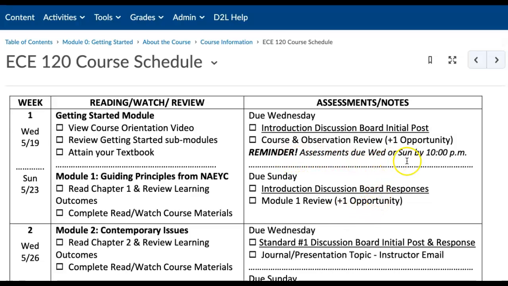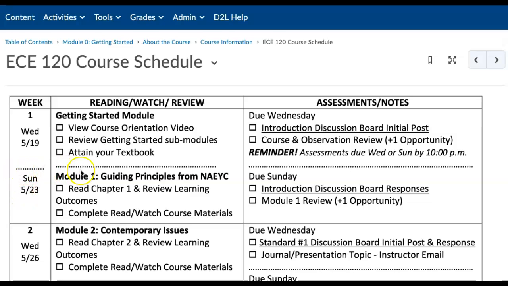A reminder here again that all assessments are due Wednesday or Sunday by 10 p.m. And again, part of the course information is the Education Department expectations and policies, including the late policies. So if you have not watched that document, you can start to see that the Getting Started submodule information is going to become pivotal to support your understanding of course expectations.